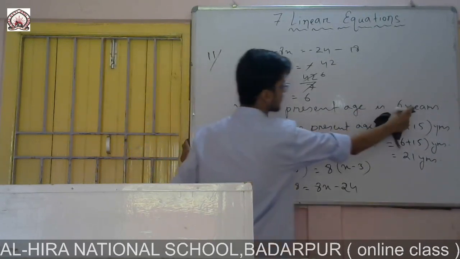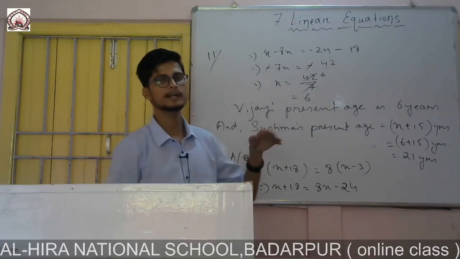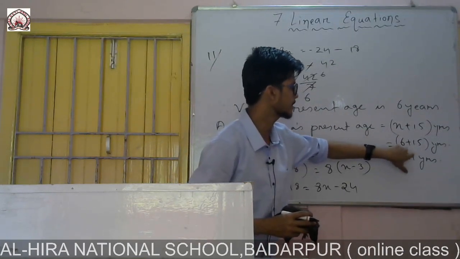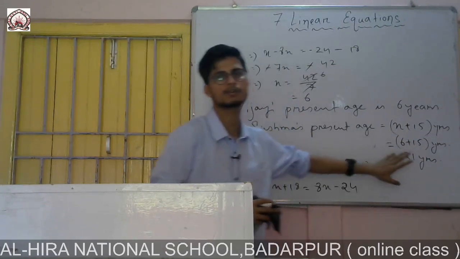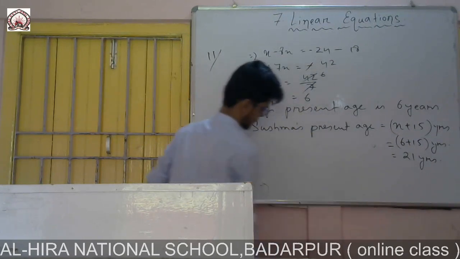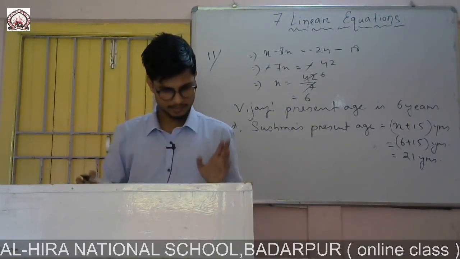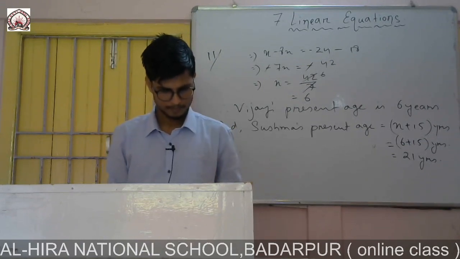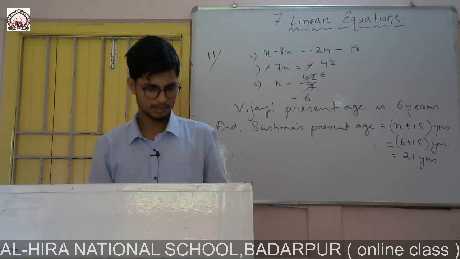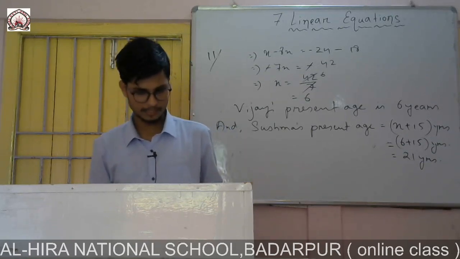So Vijay's present age is 6 years and Sushma's present age, earlier we found that it is x plus 15. So the value of x is 6, and with 6 plus 15, I got the answer 21. Okay, now question number 11, same, you try this one. Sorry, question number 12, you try the same as question number 11. Okay, now let's do question number 13.